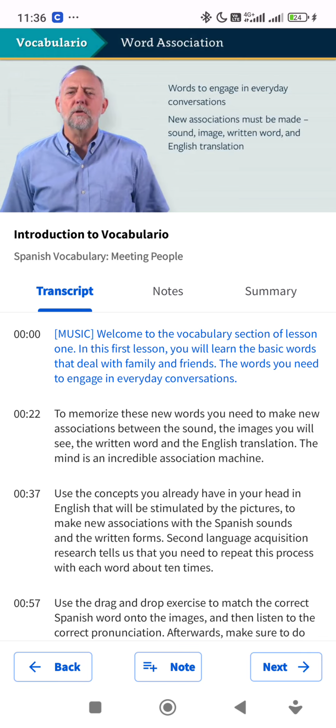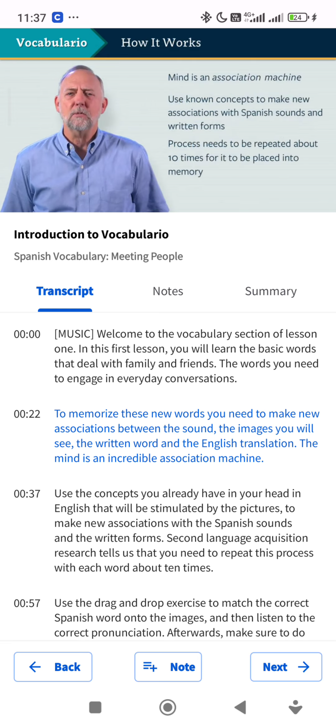Welcome to the vocabulary section of Lesson 1. In this first lesson, you will learn the basic words that deal with family and friends, the words you need to engage in everyday conversations. To memorize these new words, you need to make new associations between the sound, the images you will see, the written word, and the English translation. The mind is an incredible association machine.